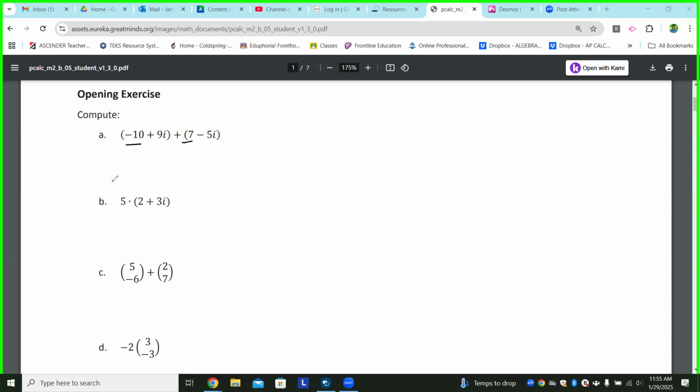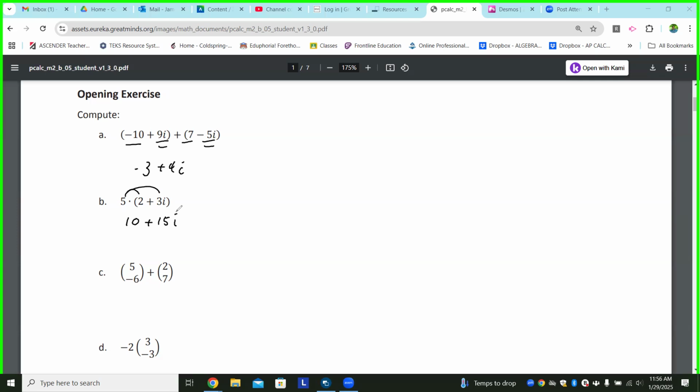So negative 10 plus 7 is... 9i minus 5i. That's it. Remember? Oh, flooding back. All right. Now let's multiply. So how would I multiply a single scalar to a complex number? Just simply distribute. Very good. 5 times 2, 5 times 3i. Perfect. Still good? Not scary yet?